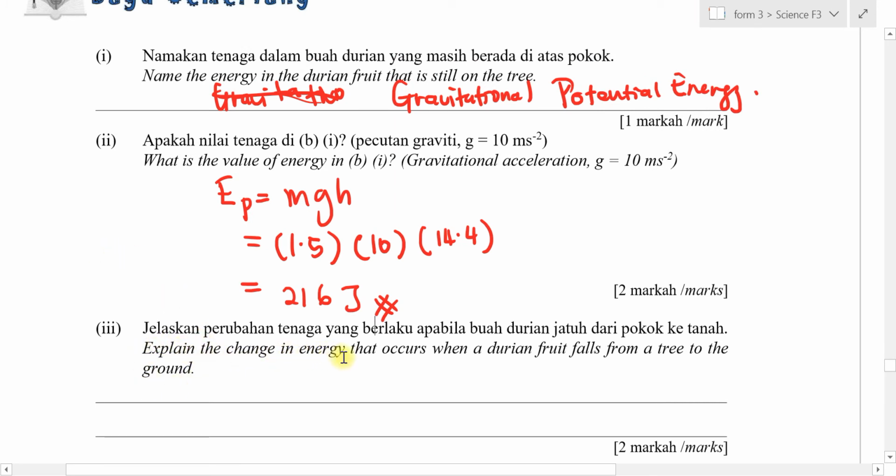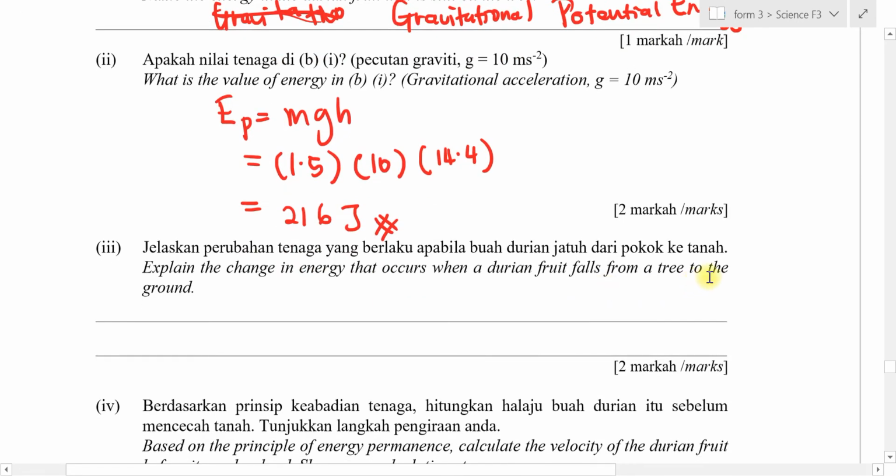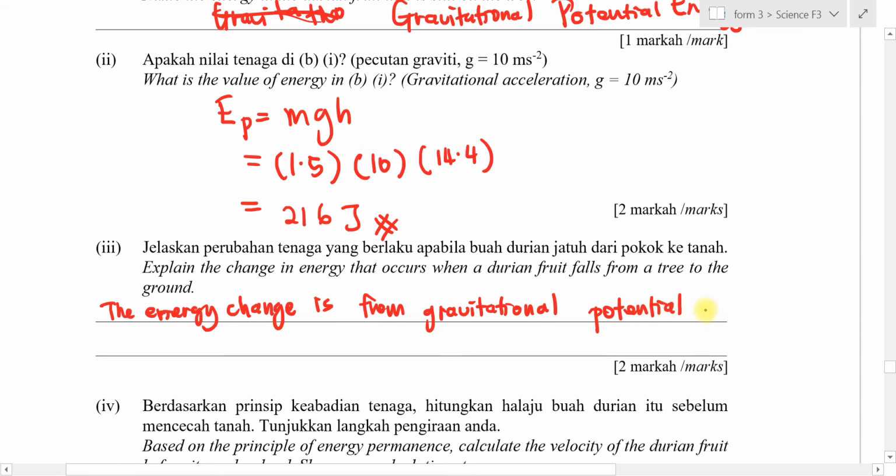Explain the change in energy that occurs when a durian fruit falls from a tree to the ground. So we need to explain the change. Okay. So the energy change is from gravitational potential energy to kinetic energy.